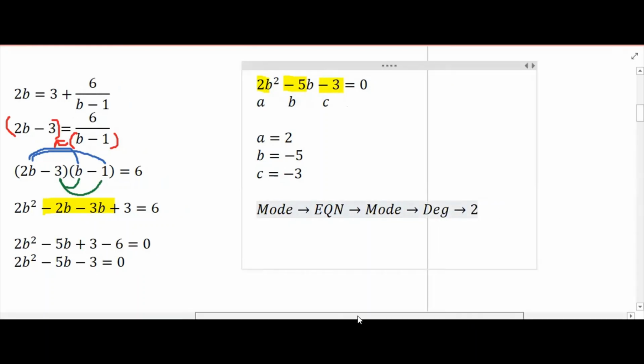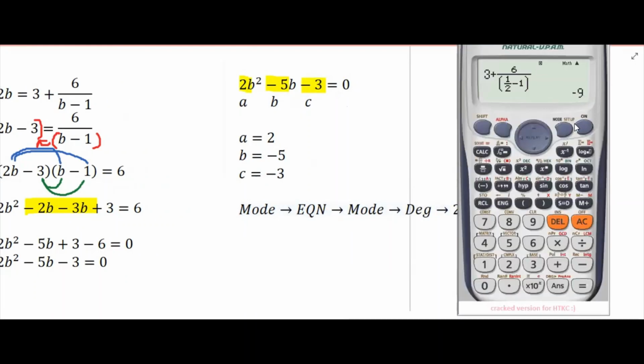For example, I show you here my calculator. I can directly choose 3, AX square plus BX plus C. So A is 2, B is negative 5, C is negative 3. I get my answer 3 and negative 1 over 2. Okay, you will get this. You try. You must get 3. Another one you get negative 0.5. If you get a decimal, make sure you change to fraction.